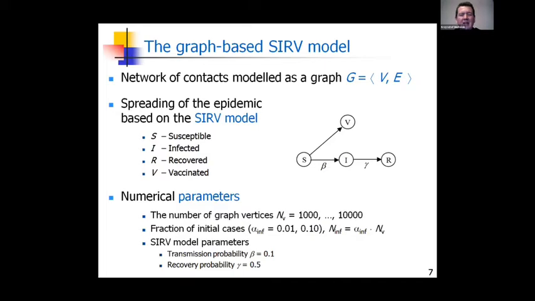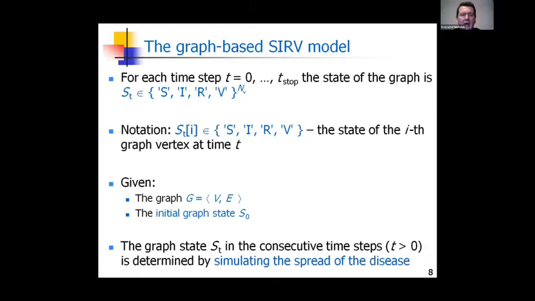simulated using this SIRV model, which means we have 4 different states, which you can see here in the figure. There are some transmission probabilities, transition probabilities between these states, and of course there are some numerical parameters like the number of vertices in the graph, the size of the initial outbreak, and so on. As I said, we simulate the epidemic on the graph, and this means that at each time step, each vertex in this graph can be in one of the states, which are 4 states used in this particular model.